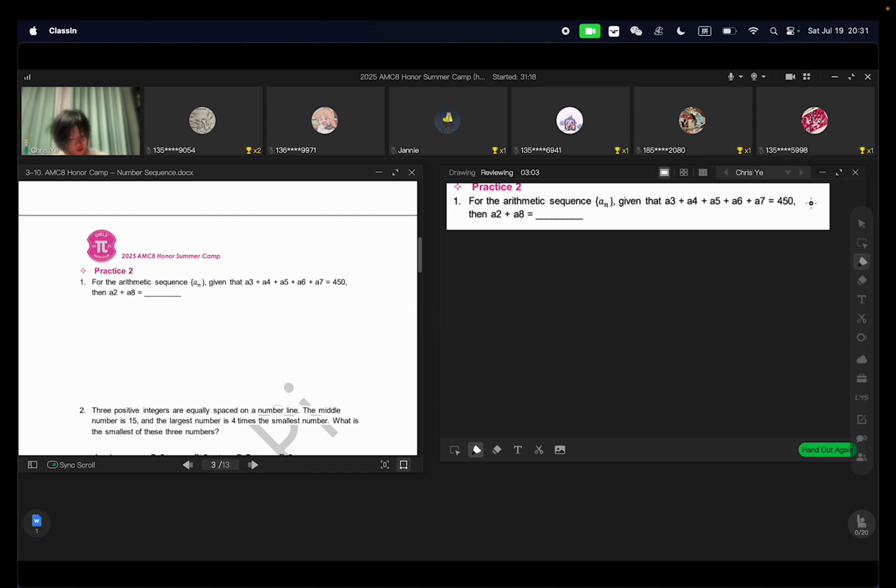It feels like most of the people were able to get it correct. The answer is 180. Does anyone want to explain how they solved the problem?